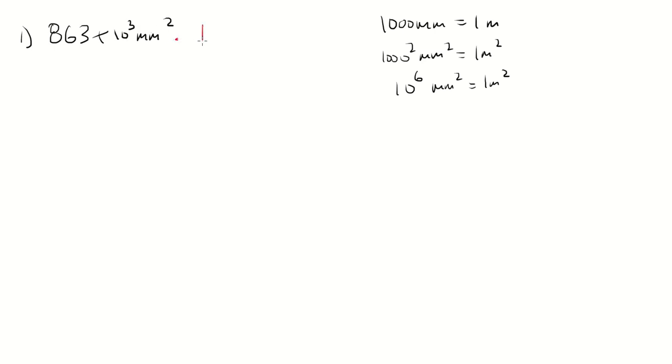So we're going to have meters squared on the top, and then 10 to the 6th millimeters squared on the bottom. That's going to cancel. Then 10 to the 3rd over 10 to the 6th is 10 to the negative 3, which tells us to move the decimal 3 to the left. So that would just be 0.863 meters squared.